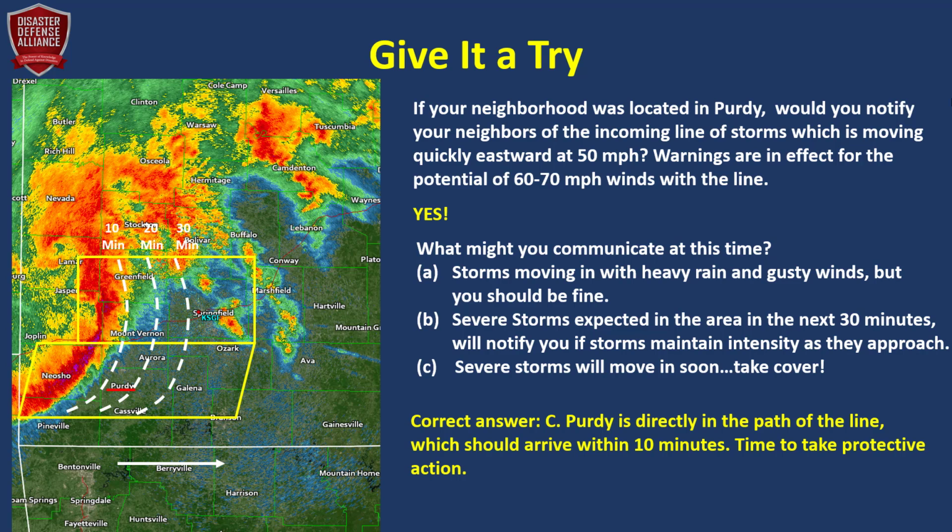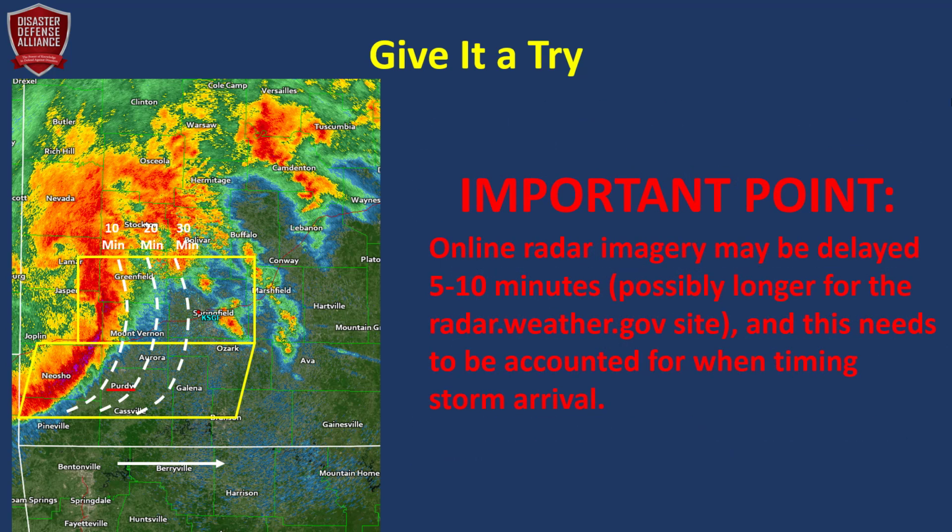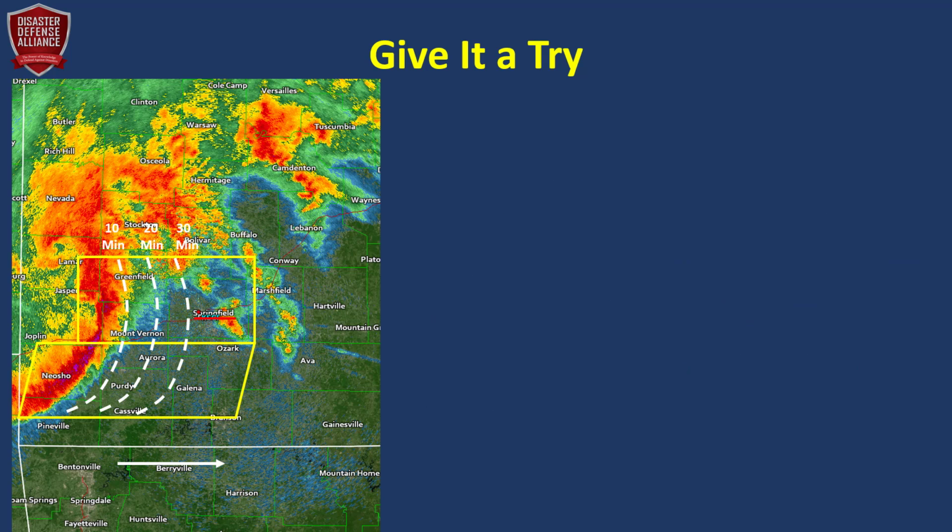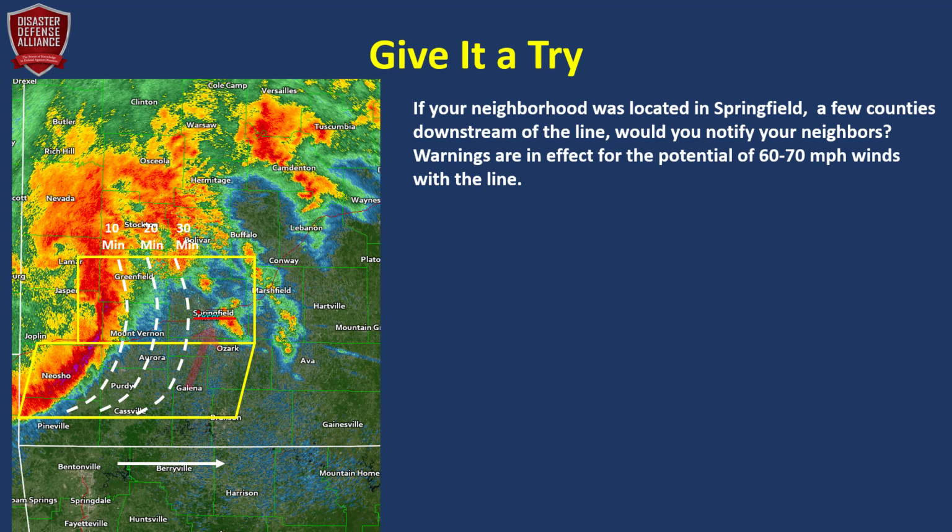It is very important to mention that online radar imagery is typically delayed 5 or 10 minutes behind real time due to the time it takes for the data to be processed, shipped to a central server, and then sent to the app displays. In this example, the storms are likely a bit closer to Purdy than this image suggests. So although the image looks like the storms are at least 10 minutes away from Purdy, in reality, arrival will likely be sooner.